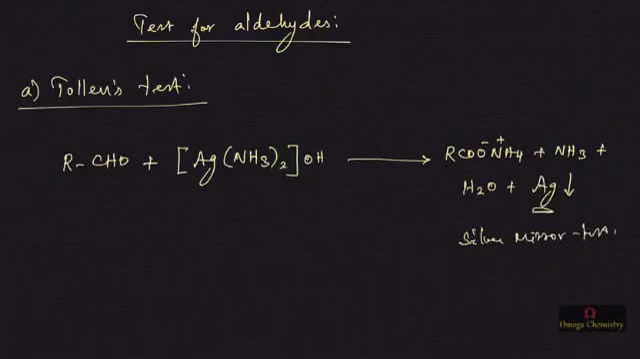Both aliphatic and aromatic aldehydes will answer this test, but ketones don't. And there is an important exception. Fructose, being a ketone, will answer this test. And one more exception is formic acid. Formic acid will also answer this test. We will be discussing how fructose can answer this test in the fifth part of this video series when we discuss carbohydrates and fats.